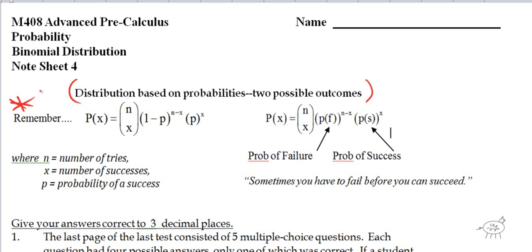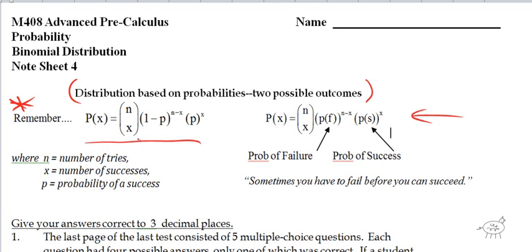P of x equals a combination, nCx, and then, well, we kind of learned it this way, but basically p is the probability of success. We're just going to apply what we learned for binomial expansion to probabilities. So p is the probability of a success, and what is 1 minus p then? Isn't that failure? This is a good way to look at it.